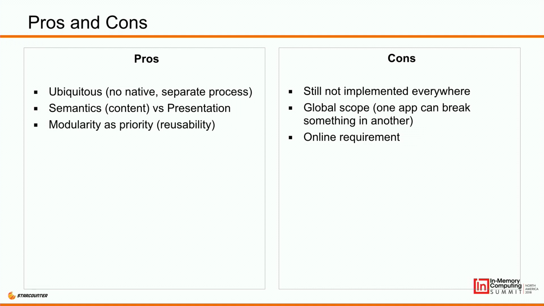But on the cons side, it's still not implemented everywhere in the same way. So we have different engines, different versions that interpret our code in different ways. So that makes development harder. Encapsulation is still not ideal because global scope still exists. And it's easy to pollute this global scope as we combine different applications.